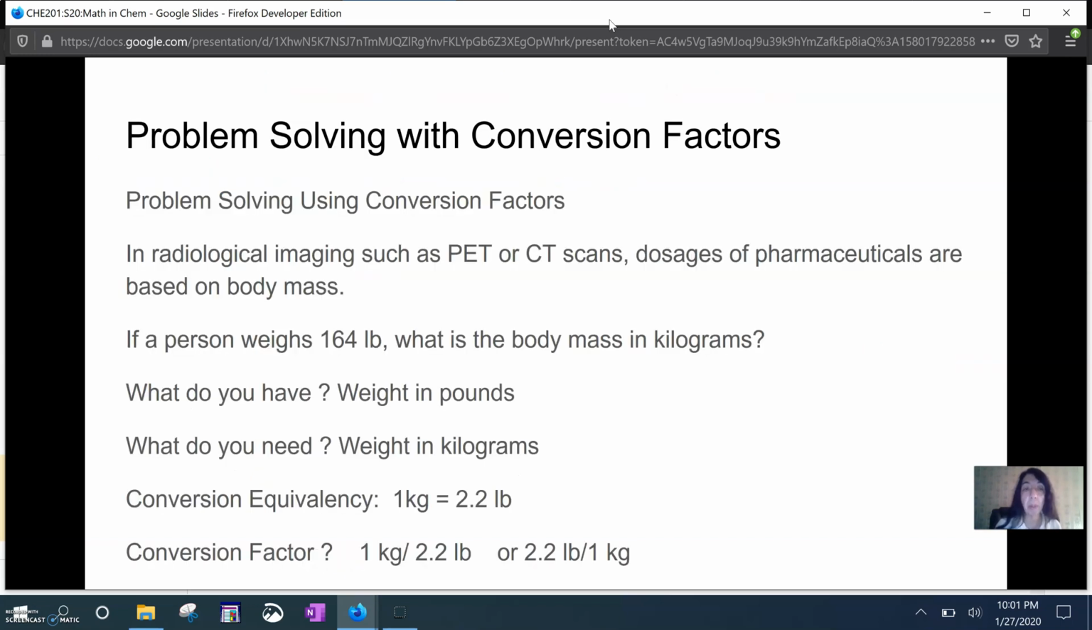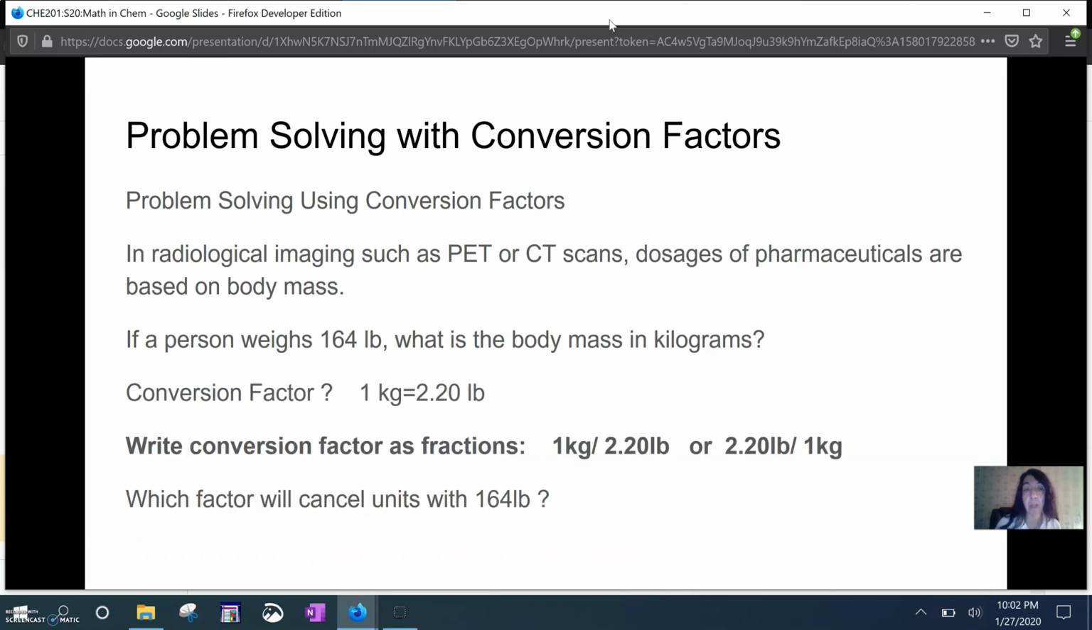So for example, PET or CT scans, they're given dosages of pharmaceuticals based on body mass. We go in, you say, I weigh 164 pounds, but in science, everything is always in kilograms. That needs to be converted. So what do you have? You have weight in pounds, you need weight in kilograms. You can go look in Google or wherever, or the chart in the beginning of the book, and you get the conversion that 1 kilogram is 2.2 pounds. So you can write these as factors or fractions.